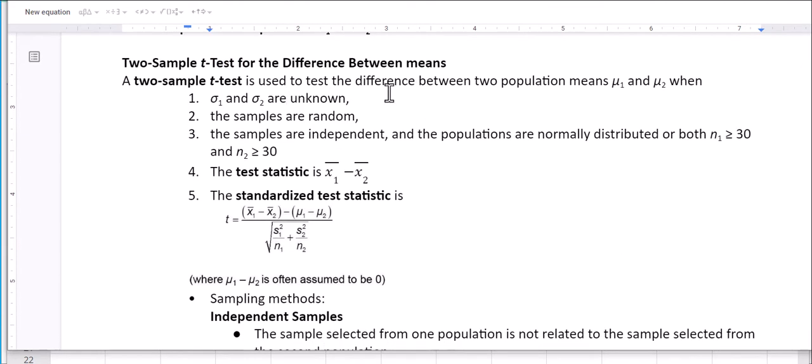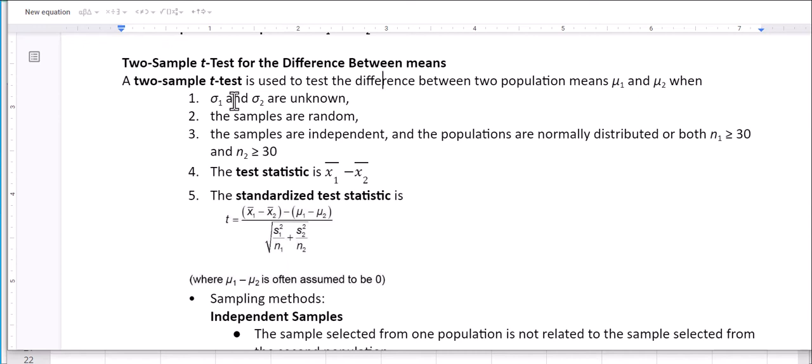And so our hypothesis is going to be that the difference, so mu1 minus mu2, is going to be equal to 0. So a two-sample t-test is used to test the difference between two populations, and so we're usually going to assume that it is 0. And the first thing is always, as you read a problem, make sure your sigma 1 and sigma 2, or any standard deviation, is it given to you? Do you know the population standard deviation, or do you not know?